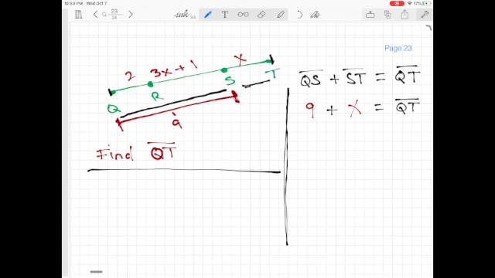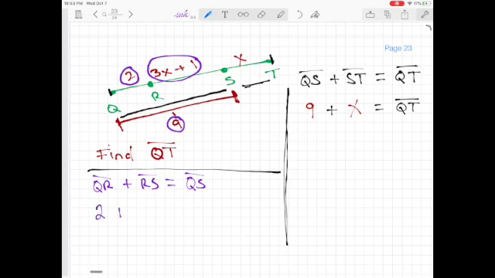So I'm going to go back to my problem. And I'm going to say, well, let's see what I can do for X. I know that 2 plus 3X plus 1 is going to equal 9. So now I'm going to plug that in. And I've got 2 plus 3x plus 1 equals 9. So now this looks like something I can solve. I'm going to combine like terms, so that I get 3x plus 3 equals 9.